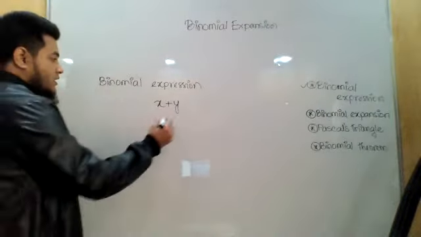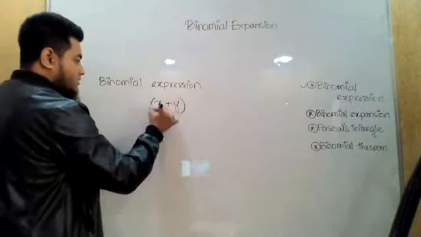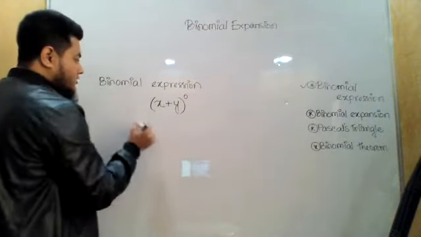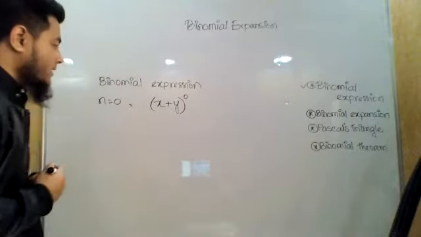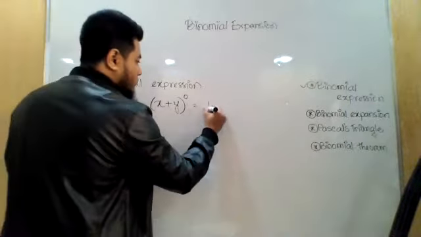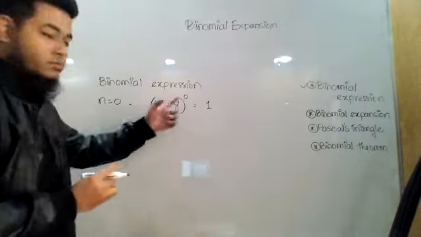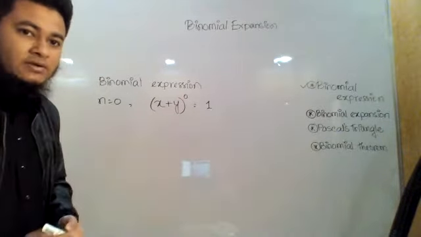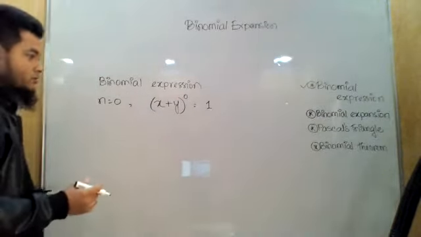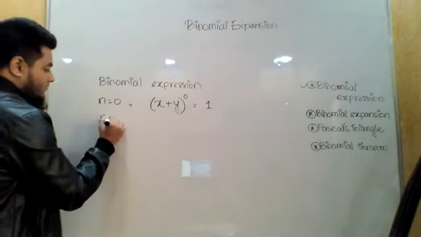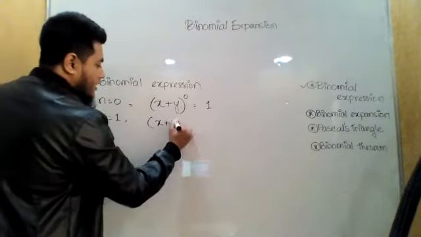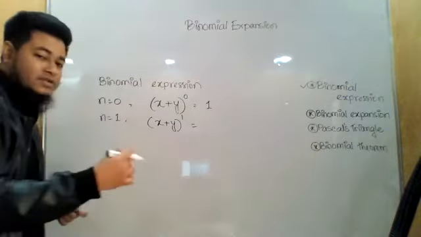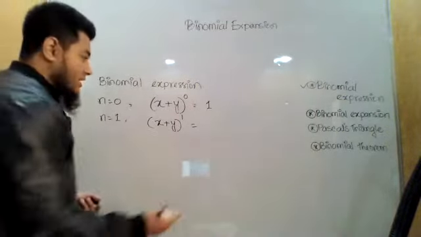Let us say we have x plus y whole to the power 0. That means the value of n here is 0. Then what will it be equal to? 1. Anything to the power 0 is equal to 1. We have already learned that in exponents and logarithms. Now, if n equals 1, then x plus y whole to the power 1. Anything to the power 1 remains the same.